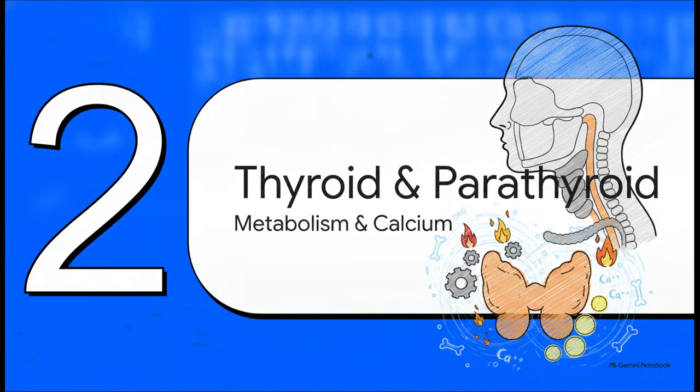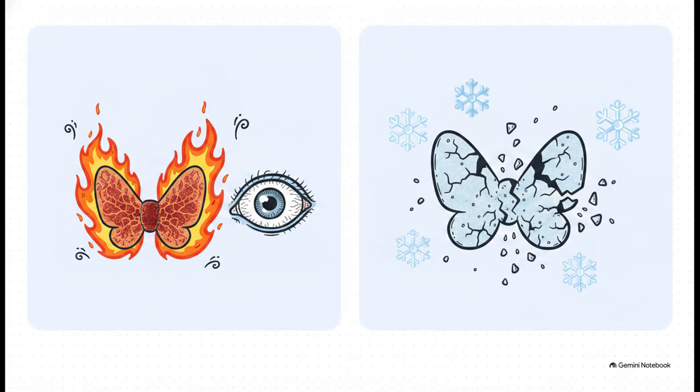Moving down into the neck, section 2, thyroid and parathyroid. We have a classic paired discriminator here. Graves' disease represents our too much state. It's an autoimmune condition where antibodies actually overstimulate the gland, ramping up the metabolism, causing those distinct bulging eyes, and creating that thick, waxy skin on the shins called pretibial myxedema.